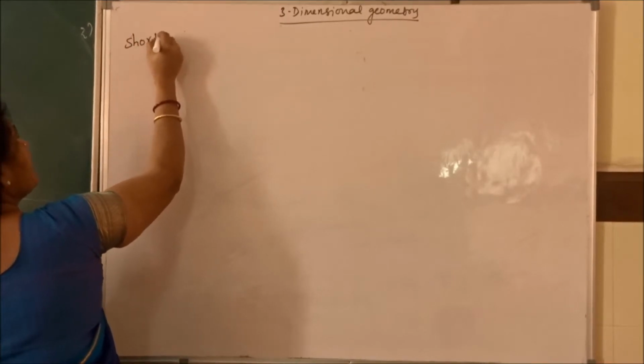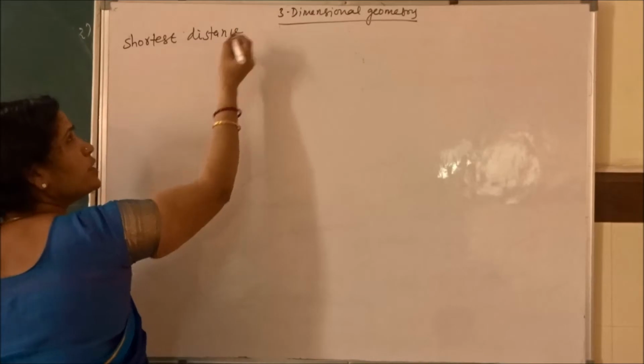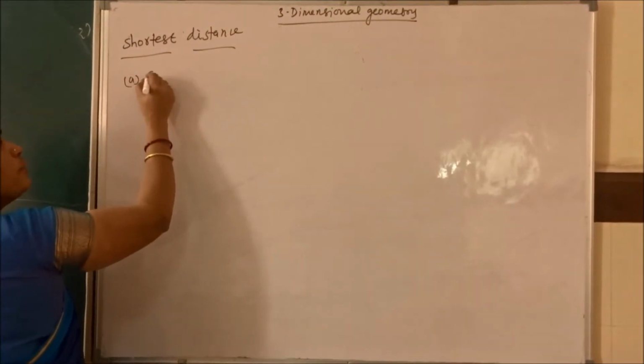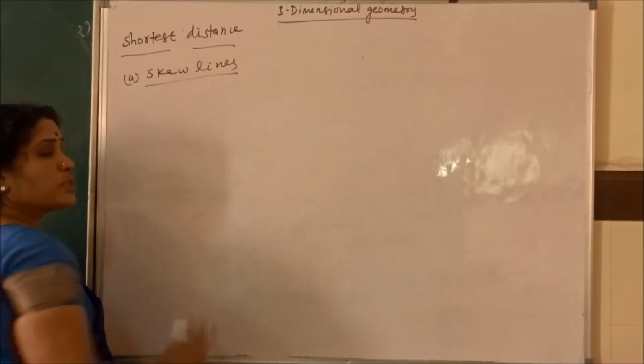Shortest distance. So what is the shortest distance? Maybe they will ask for the definition. Clear? Now first let me explain what skew lines are. What are skew lines?